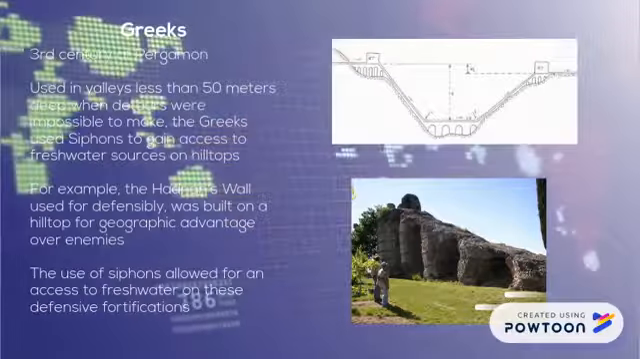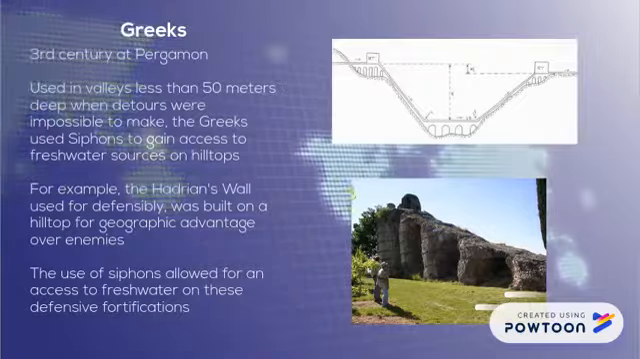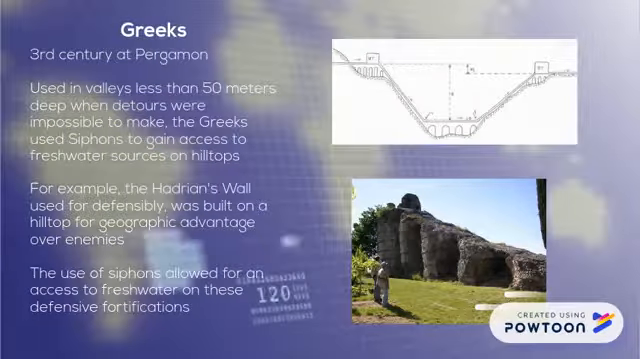detours were impossible to make. For example, Hadrian's Wall, used for defensibility, was built on a hilltop, but the use of siphons there allowed for the access of fresh water on defensive fortifications.